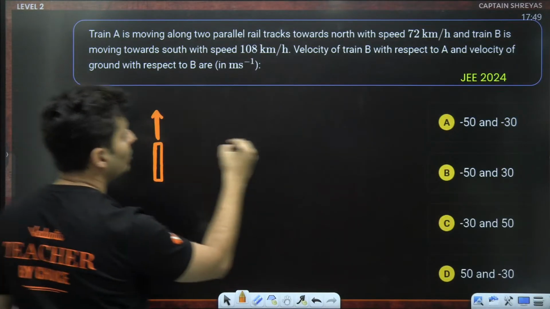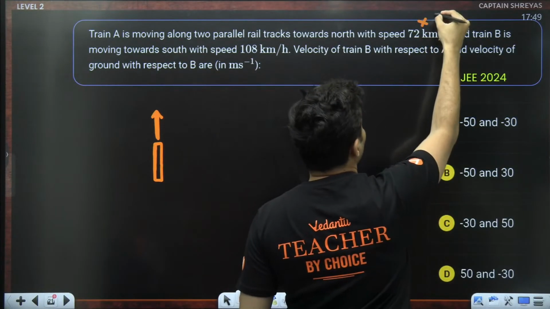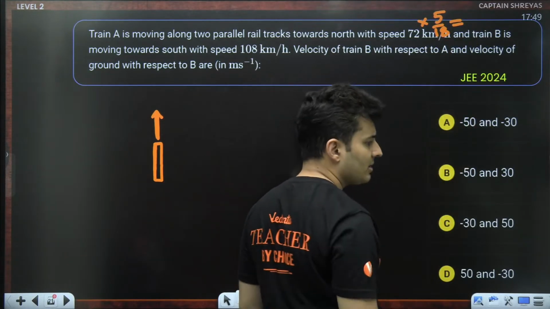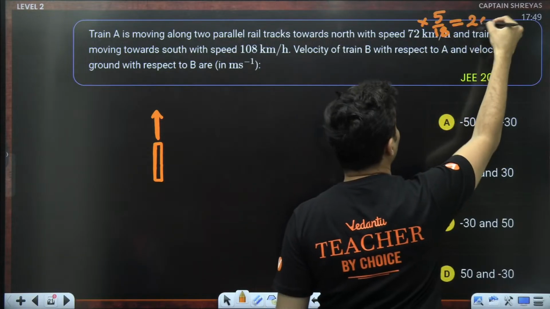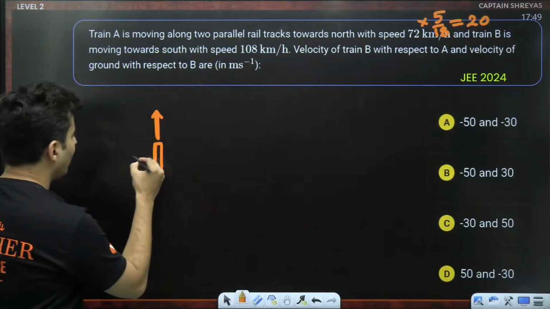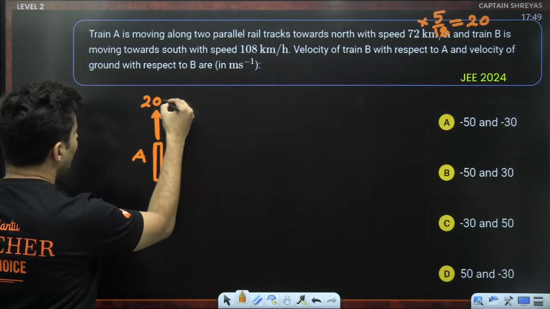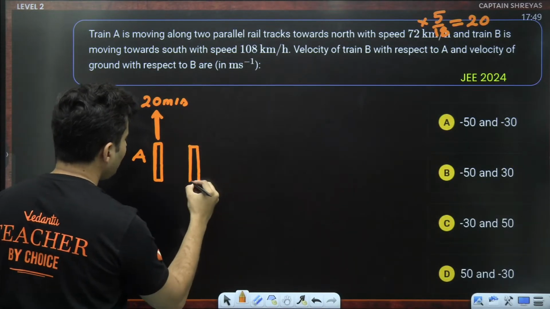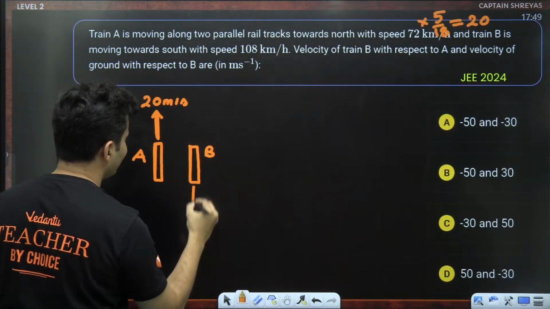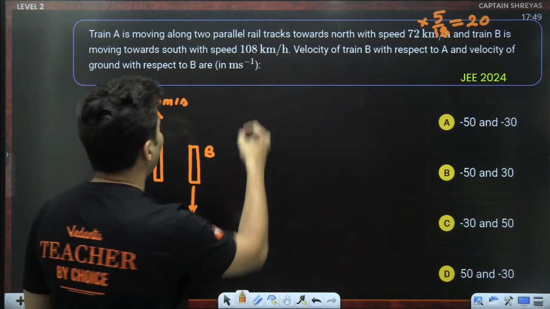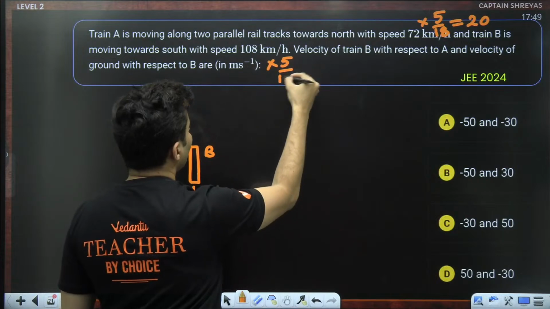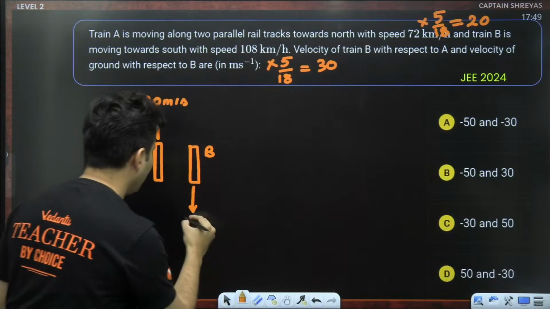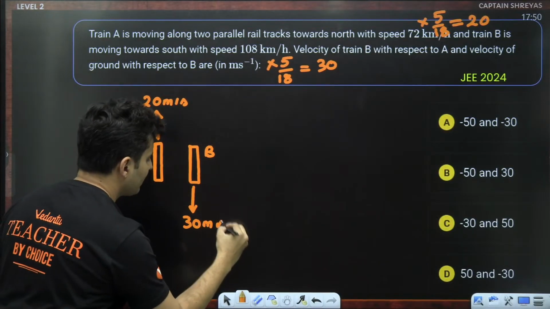How much is 72, guys? Multiplied by 5 by 18. How many times does 18 go? 4 times. So 4 5s are 20. So train A is going with a speed of 20 meters per second. Train B is going towards south with what speed? Multiplied by 5 by 18, it goes 6 times, 6 5s are 30. So 30 meters per second downwards like this.